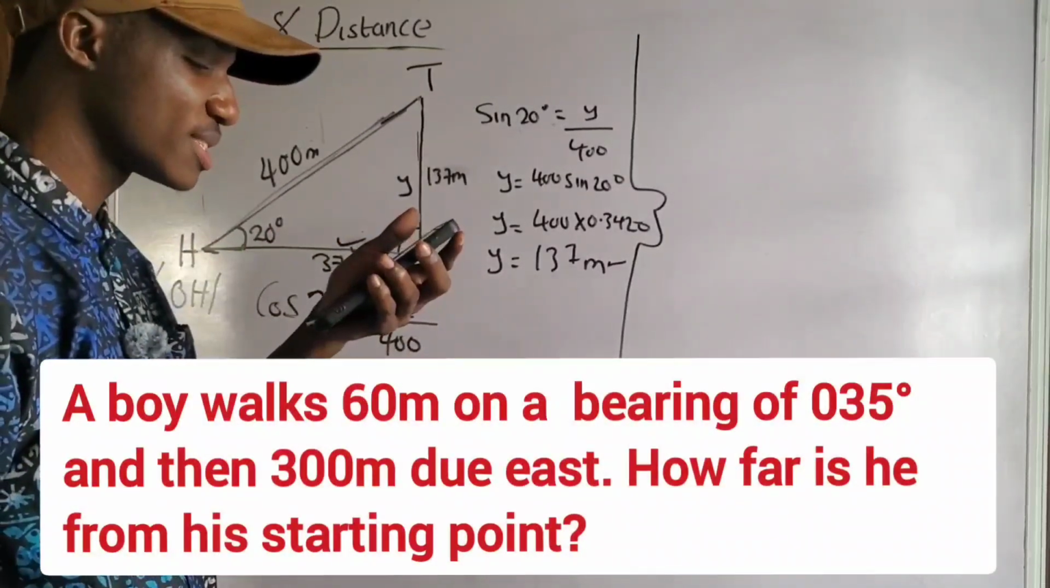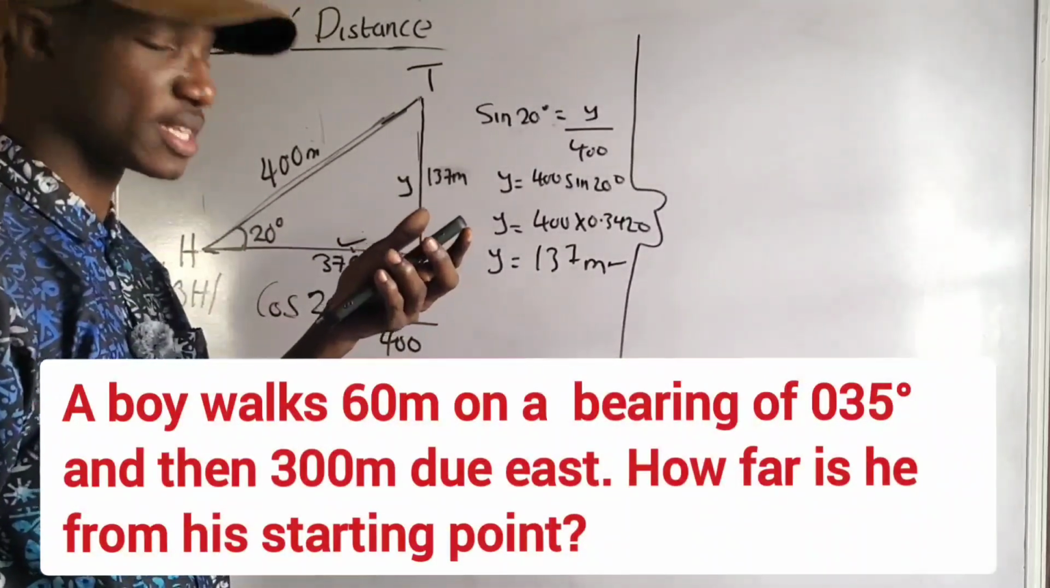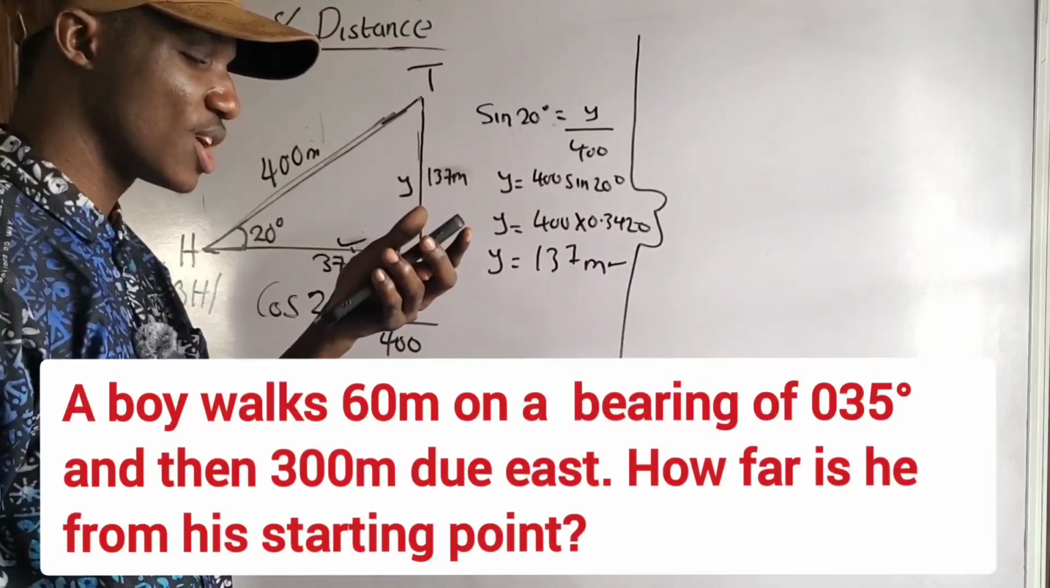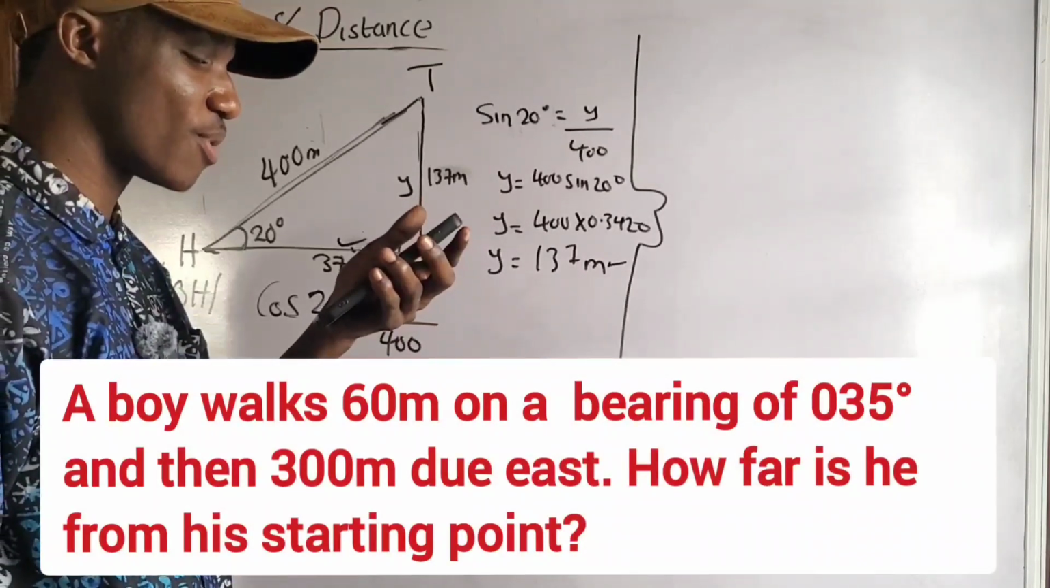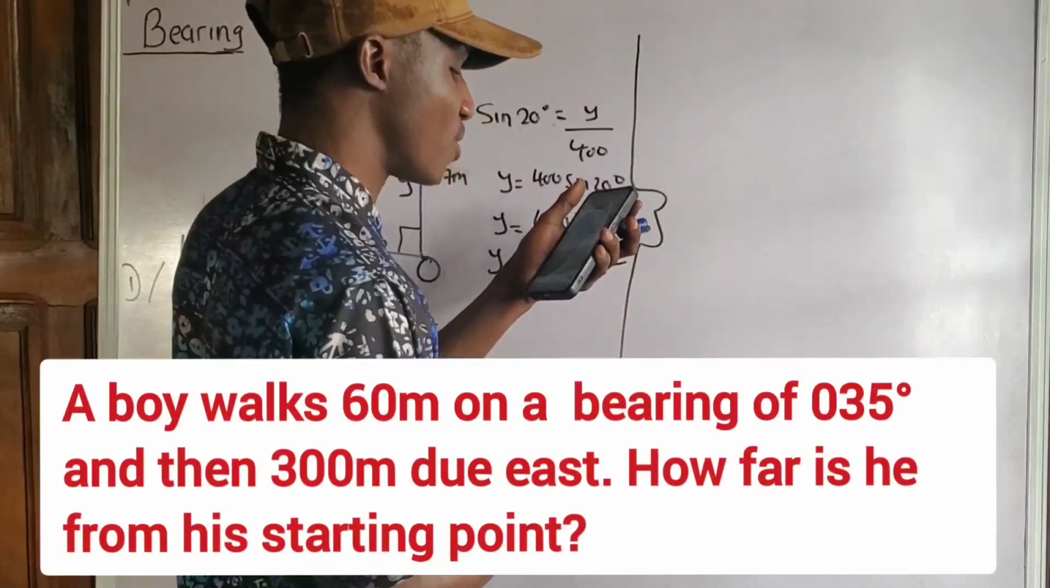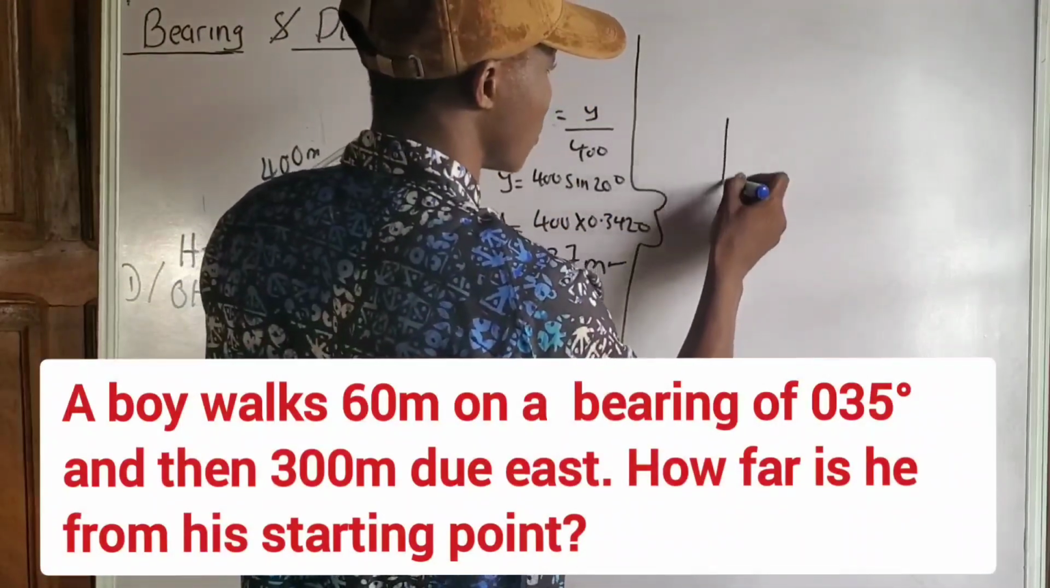A boy walks 60 meters on a bearing of 35 degrees and then 300 meters due east. How far is he from the starting point? Okay. A boy walks 60 meters on a bearing of 35 degrees. Let's draw the cardinal points.